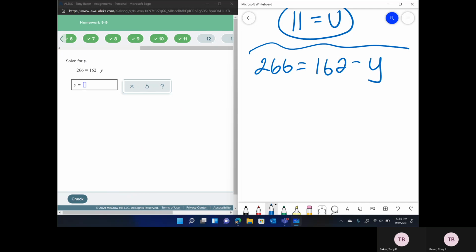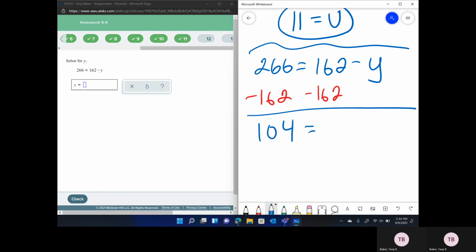All right, this one. Actually, I'm going to show you a slightly different way to do this one. What do we got to do first? Yep. So I'm going to subtract the 162 from both sides. So we got 104 equals negative y. What's the number in front of y? What's the number in front of y? Right. If there's no number there, there's always a 1.